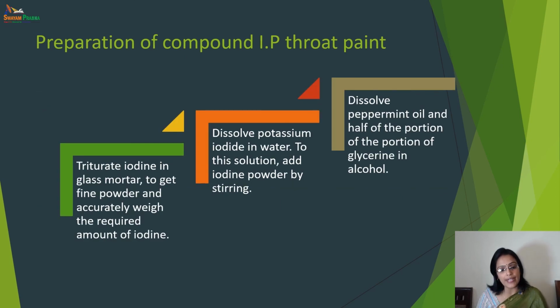Now what you have to do next is triturate the iodine in a glass mortar to get a fine powder, and accordingly weigh the required amount of iodine. Now dissolve potassium iodide in water, and then to this solution add iodine powder with continuous stirring. Dissolve peppermint oil and half of the portion of glycerin in alcohol. So this is the procedure for preparation of compound IP throat paint.